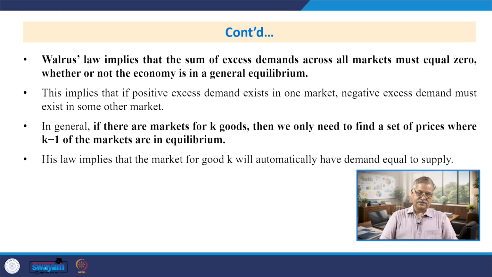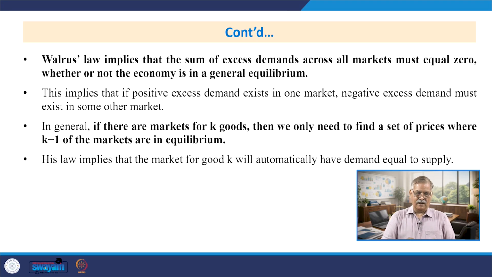Walras' law implies that the sum of excess demand across all markets must equal zero whether or not the general equilibrium is achieved. So whether or not general equilibrium is achieved in any economy, the net difference between supply and demand should be zero. This implies that if positive excess demand exists in one market, it will cancel the negative excess demand existing in another market. So the sum of the net difference between demand and supply will be equal to zero.